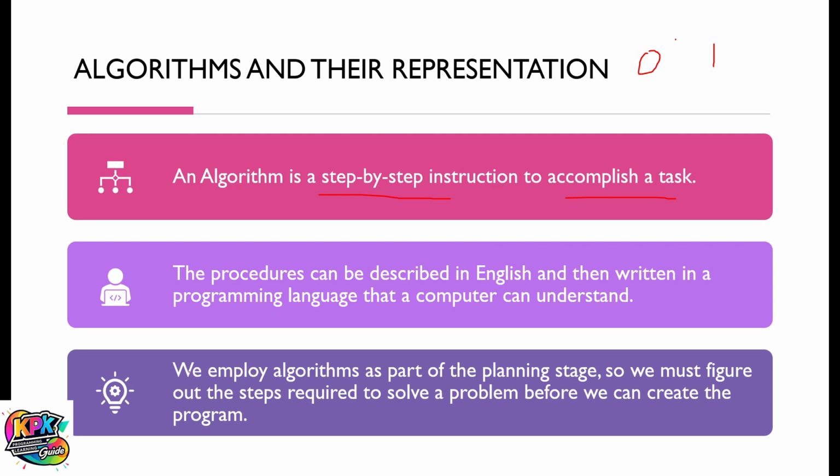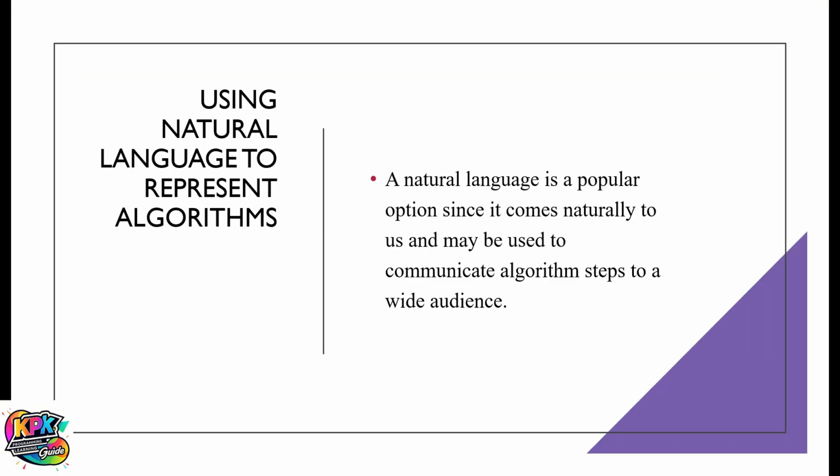Lastly, we are saying that we employ algorithms as part of the planning stage in solving a problem. So you must figure out the steps required to solve the problem before we can create a program to solve that problem. Okay, so the first representation of an algorithm is what we use natural language for. So natural language is any language that any human being can speak. It could be English, French, German, the Akan language, the Ga language. A natural language is a popular option since it comes to us naturally and may be used to communicate steps to solve a problem to a wide audience.